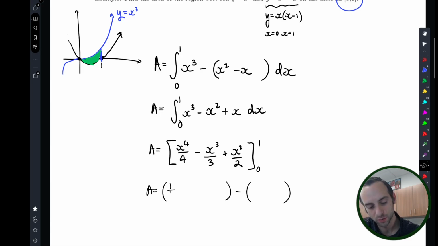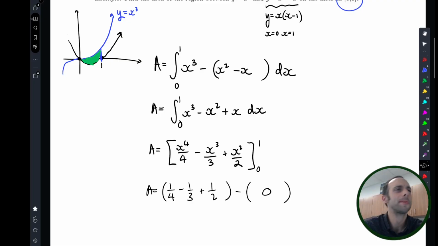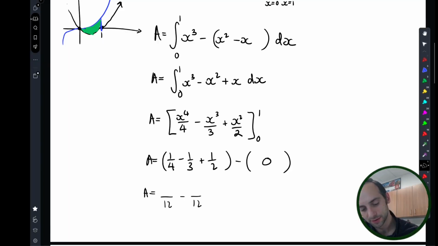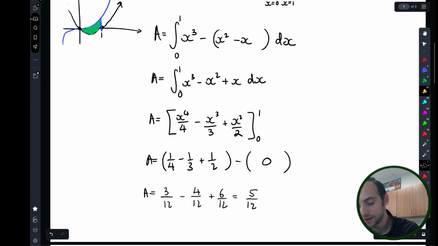This is 1 over 4 minus 1 over 3 plus 1 over 2. All the second parenthesis zeros out as all of those x's turn to 0. And you have a nice little fraction problem here where you're trying to put everything over a common denominator, which I think will be 12. So we'll put everything over 12. This will be 3 over 12 minus 4 over 12 plus 6 over 12. Adding those together will give us a result of 5 over 12. So that little area we shaded green has a value of 5 over 12.